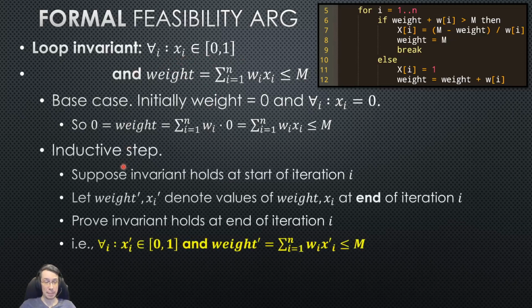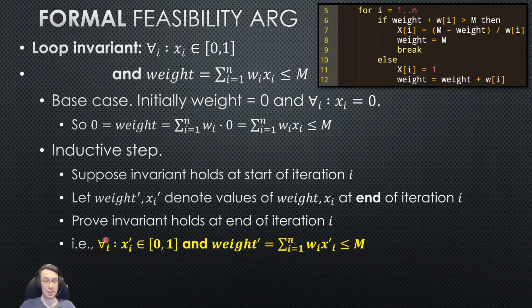Okay, for the inductive step, we suppose the invariant holds at the start of iteration i in the loop, and then just so that we can actually express the values of the weight and xi at the beginning of the loop and the end of the loop iteration, let's let weight prime and xi prime denote the values of weight and xi respectively at the end of iteration i, and weight and xi are going to denote the values at the beginning of iteration i. And the idea is we want to prove that the invariant holds at the end of iteration i. So we assume it holds at the beginning of the iteration, prove it holds at the end of the iteration. And then, of course, it'll hold at the end of the final iteration after the loop, which means the invariant always holds throughout the loop.